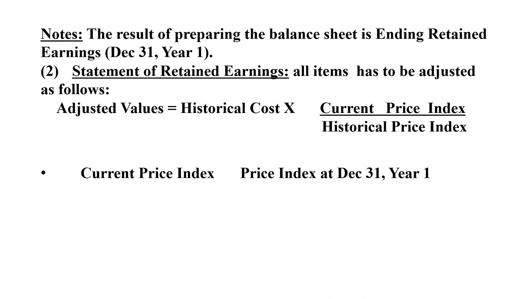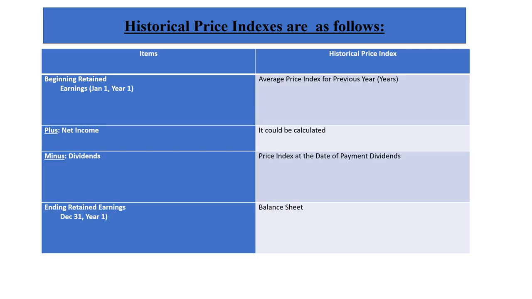The result of this is retained earnings at December 31, year one, used in preparing the balance sheet. Second step, the statement of retained earnings. All items have to be adjusted as follows: adjusted value equals historical cost times the current price index over the historical price index. The current price index is the price index at December 31, year one. The historical price index is different from one item to another. We prepare a table of items and the historical price index for each item.